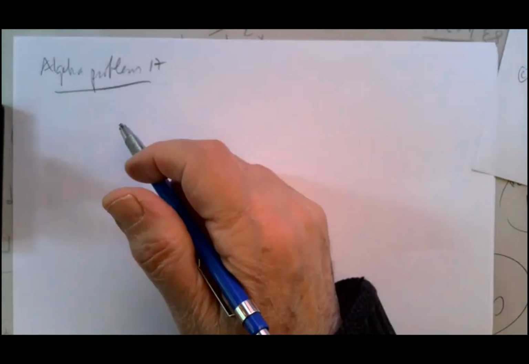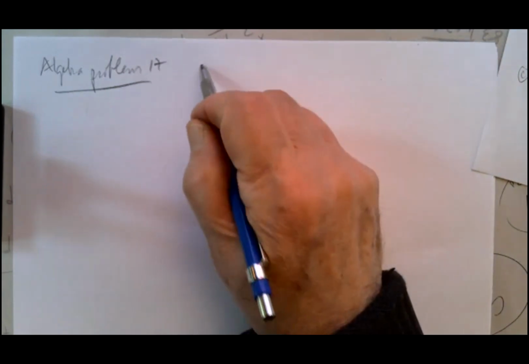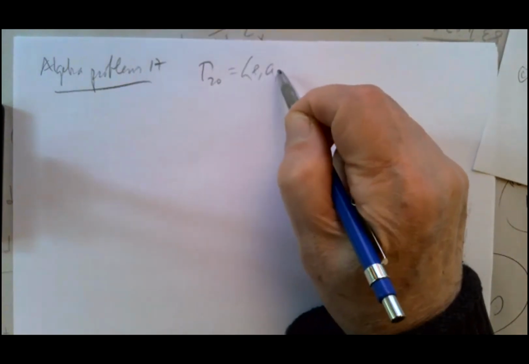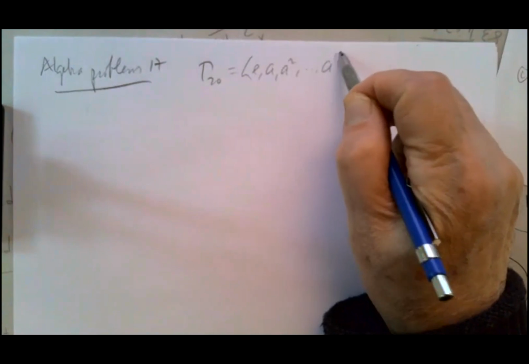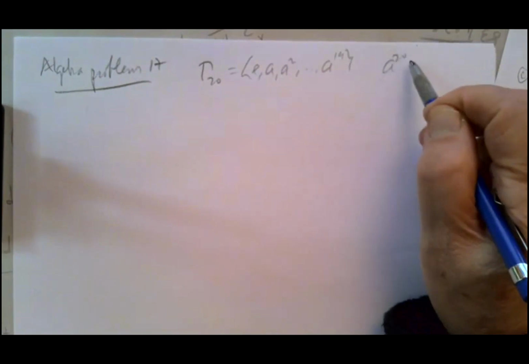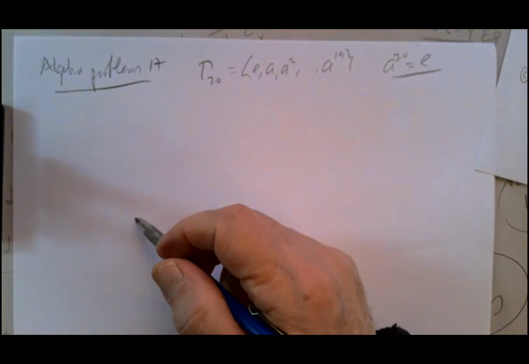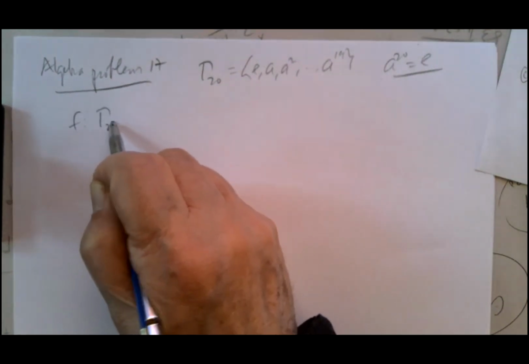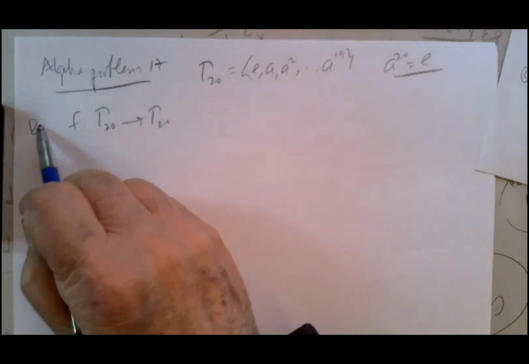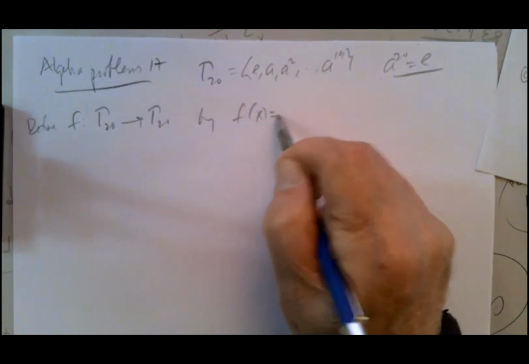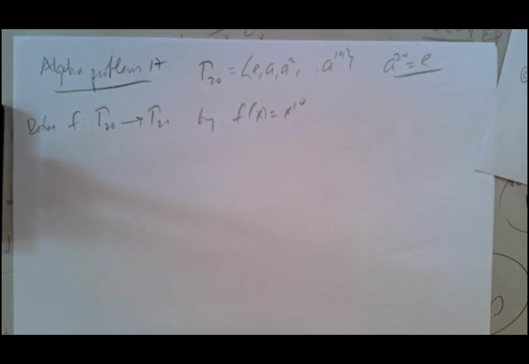So I said there's a typo because we're looking at the group gamma 20. It shouldn't have said gamma n. So this is a cyclic group with these 20 elements, E, and then the first 19 powers of A. Of course, the 20th power is equal to the identity. And if you define a function from the cyclic group to itself by f of any element x is x to the 10th, what is the kernel and the image?